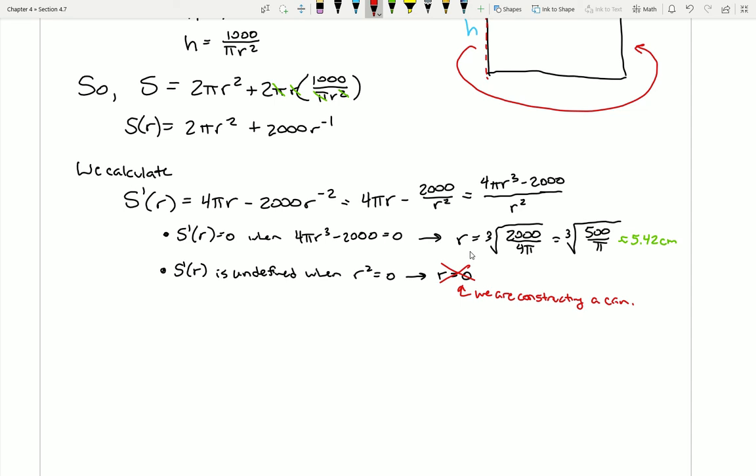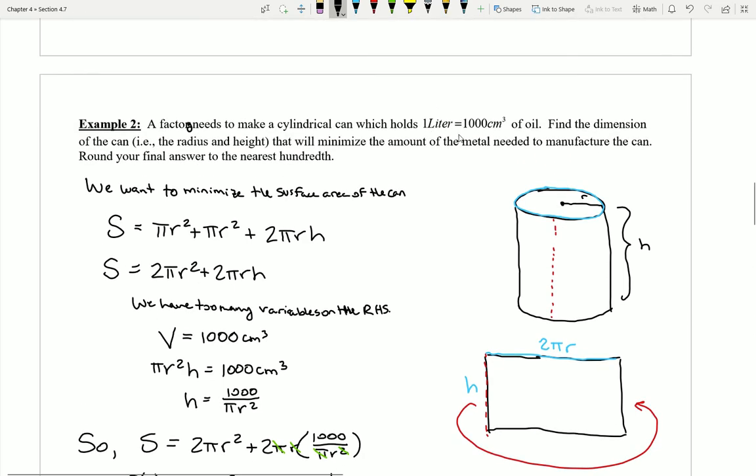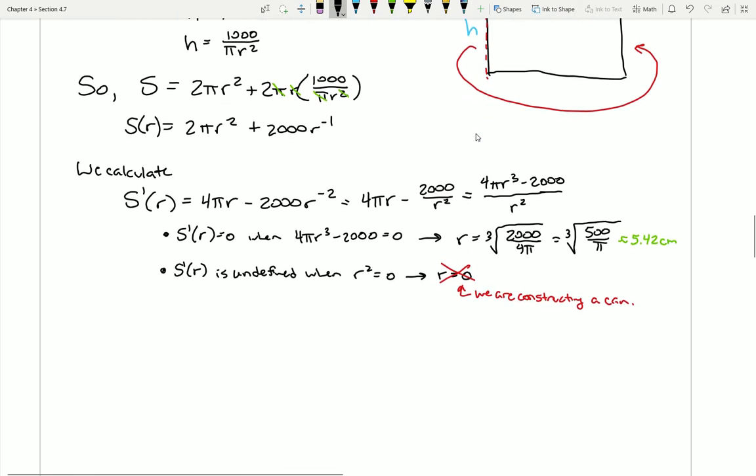I know that's not going to correspond to a minimum surface area, or at least it will create a very small surface area of 0, I'll have no can. But then I can't meet the criteria for making sure that the can holds a liter of oil. So let's just go ahead then and check this critical value right here. So I'm going to go ahead, I'll draw out my number line. I'm going to put my cube root of 500 over pi right here. Again, I'll note that that's roughly the value 5.42.